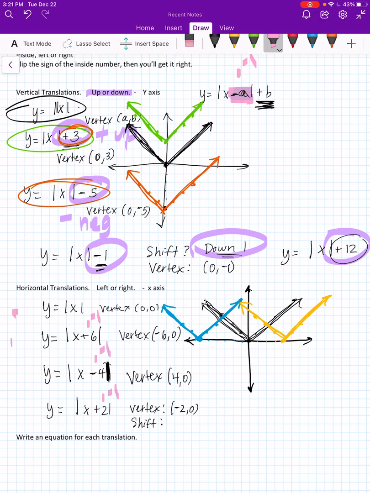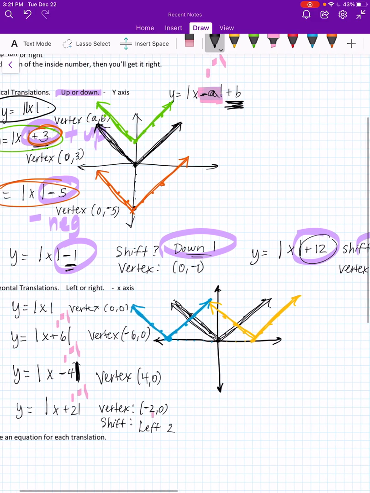And then the shift. Now, just be careful. +2 would mean it'd be going to the right, but you have to shift. And notice it was a negative. So which way are we going to go? We're going to go left 2. So be careful about that, left 2.